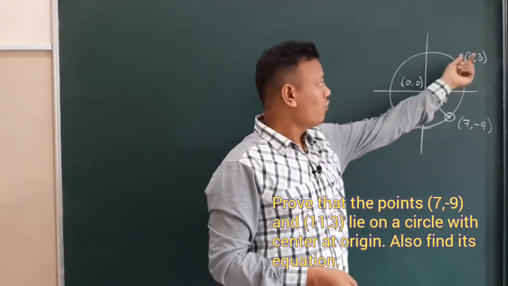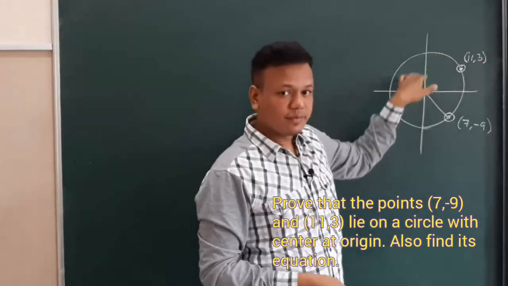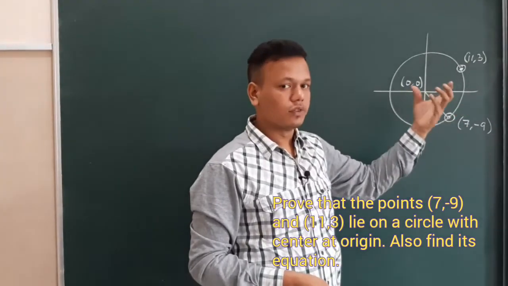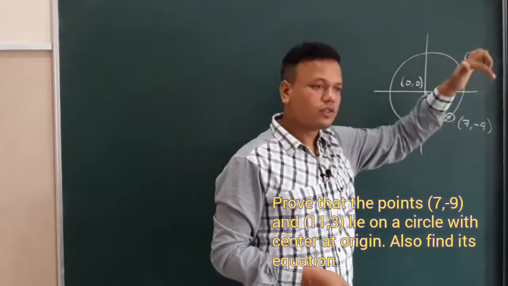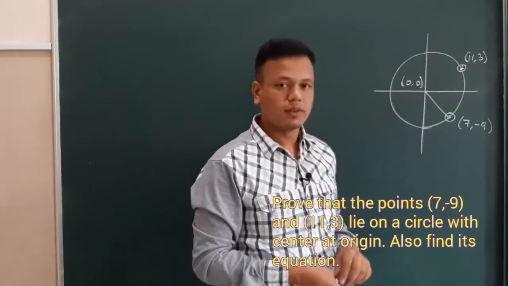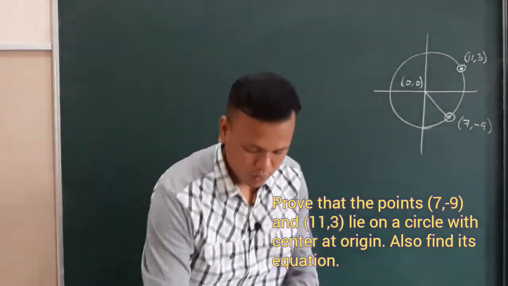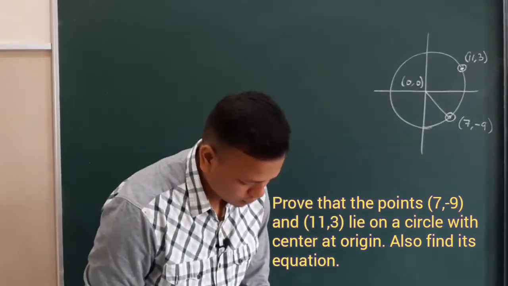Now if 11 comma 3 satisfies that equation, then obviously 11 comma 3 also needs to be in the very same circle. Okay, so let me begin the question. So this is question number 5.